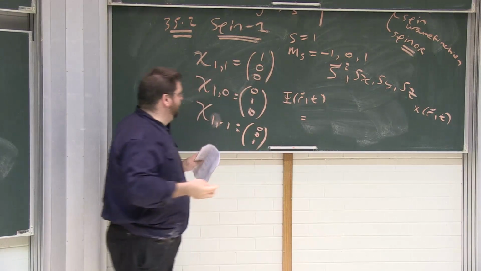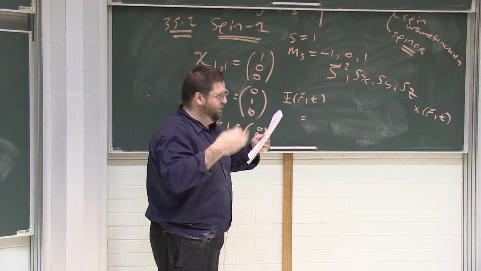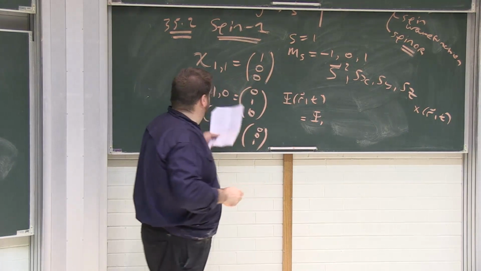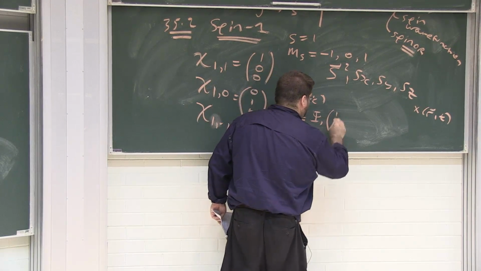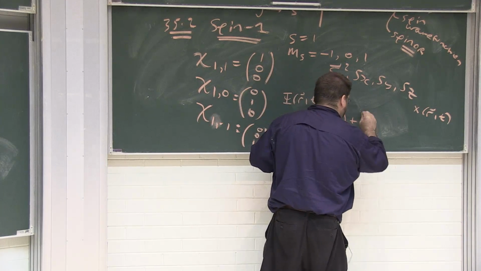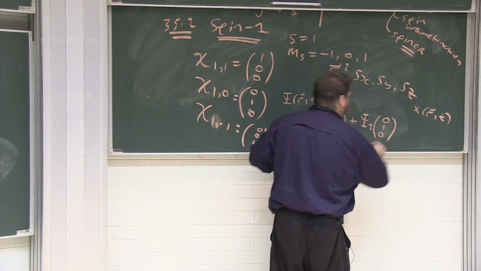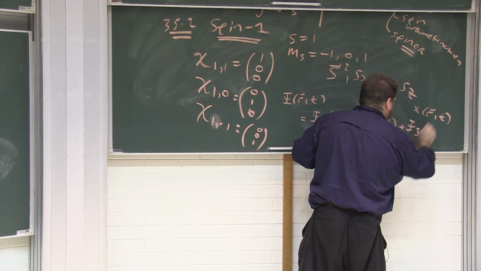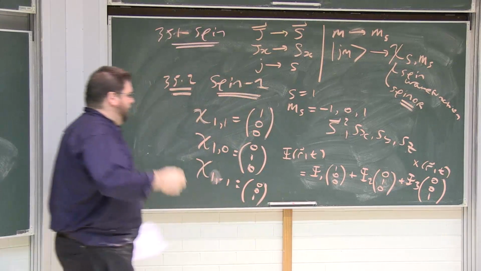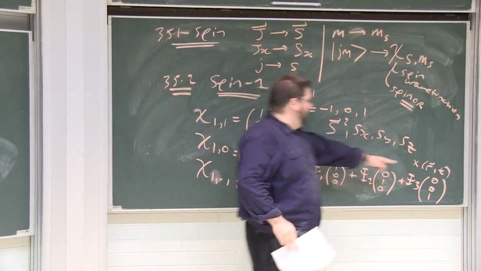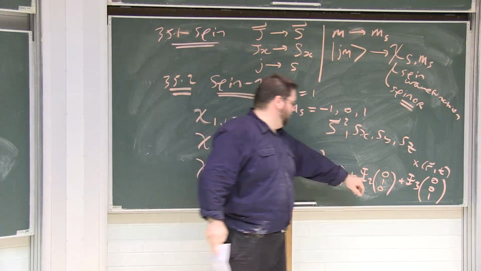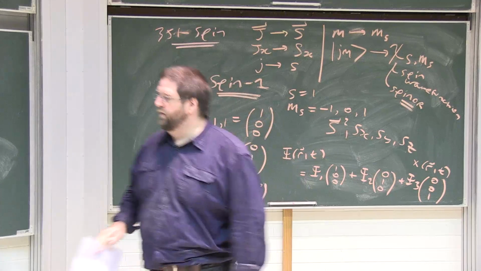So it'll be some complex number. Let me call it psi 1 times the first spinor. And at that particular r and that particular t, it's going to be a second complex number, psi 2 times the second spinor. So this is a complex linear combination of the 3 spinors. But if I go to a different point in space at a different instant of time, then these complex numbers change. So this thing is going to be a function of position and time, and so is this, and so is this.